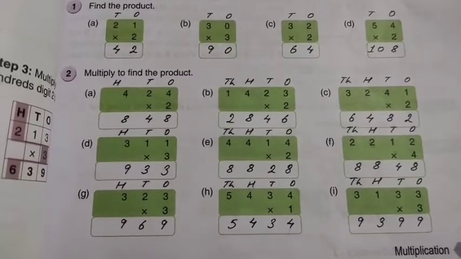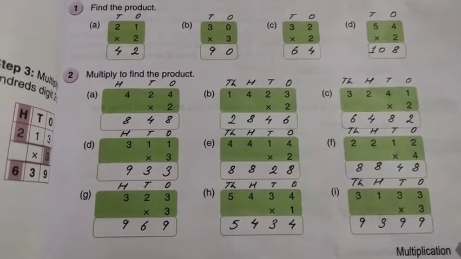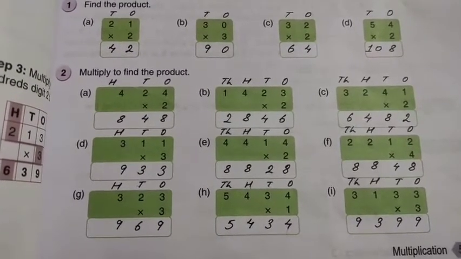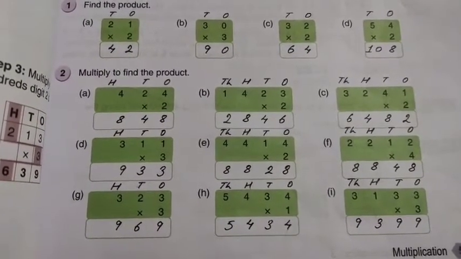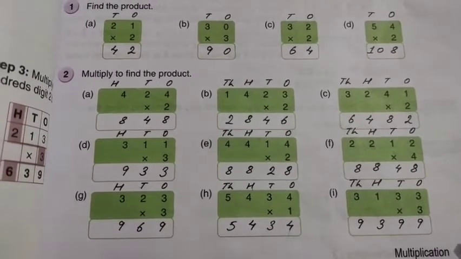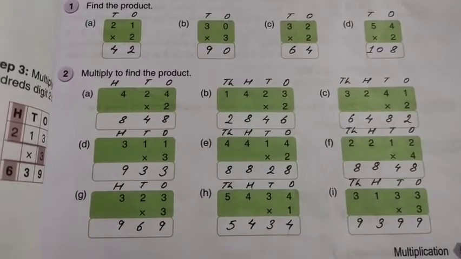311 by 3. That means we have to multiply 311 by 3. So let's start from the ones place. 3 ones are 3. Again 3 ones are 3. Then 3 threes are 9. So 933 is your answer. E.